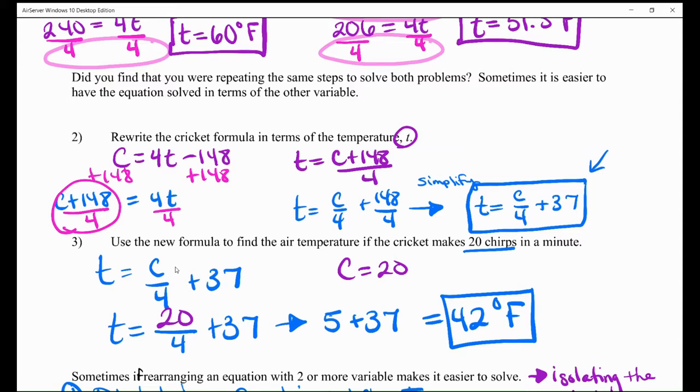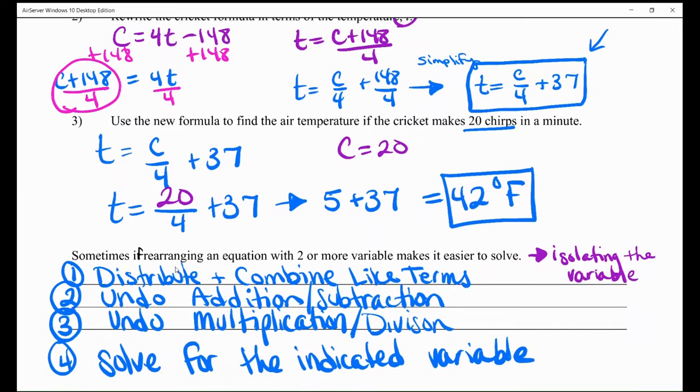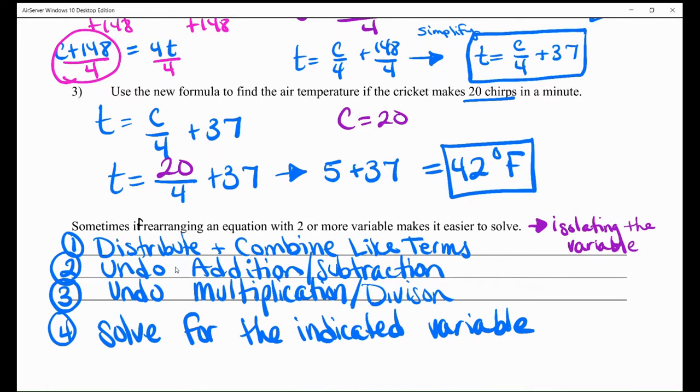So we were able to create a new formula by using inverse operations so that it was much easier to find the missing temperature. So sometimes, rearranging an equation with 2 or more variables makes it easier to solve. So when we want to isolate the variable, our first step would be to distribute and combine like terms. These are the same steps that we would use to solve equations.